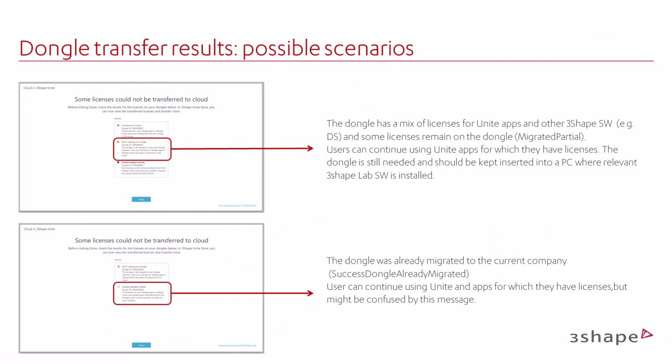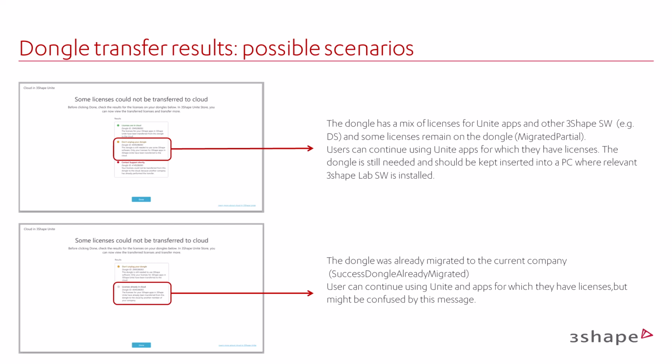The first slide depicts the result of a dongle migration where the dongle contains a mix of licenses for Unite apps and other 3Shape software, such as Dental System. As a result, some licenses will remain on the dongle and the user will see a partially migrated result. In this scenario, the user can continue using Unite apps for which they have licenses, and the dongle should be kept inserted into a PC where relevant 3Shape software is installed.